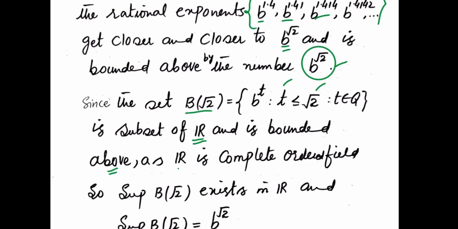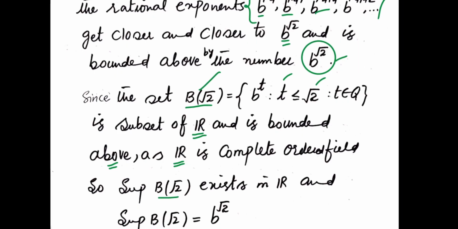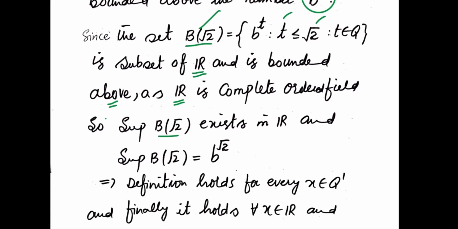by using the completeness property of R, what is the completeness property of R? As R is a complete ordered field, the completeness property says any subset of R which is bounded above always has a supremum in R. So the supremum of this set must exist in R. So the supremum of B(square root 2) exists in R, and this is equal to the number b raised to power square root 2. This implies the definition holds for every rational number, and finally it holds for every real number x.